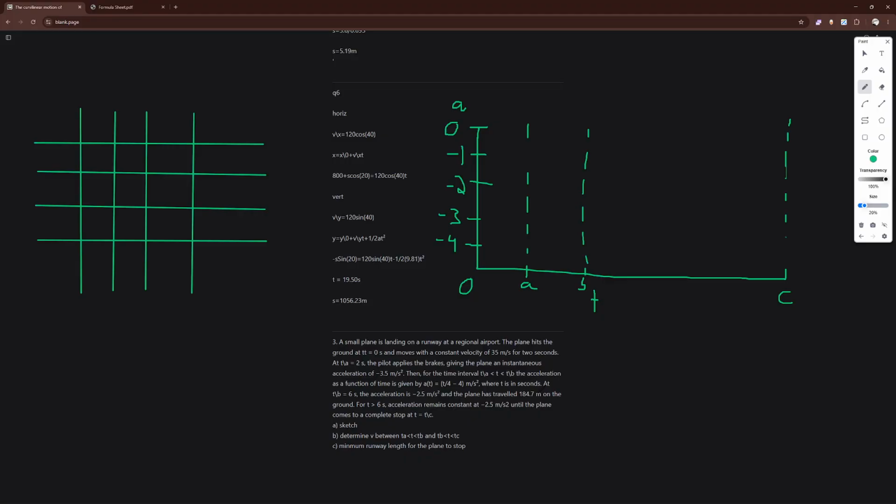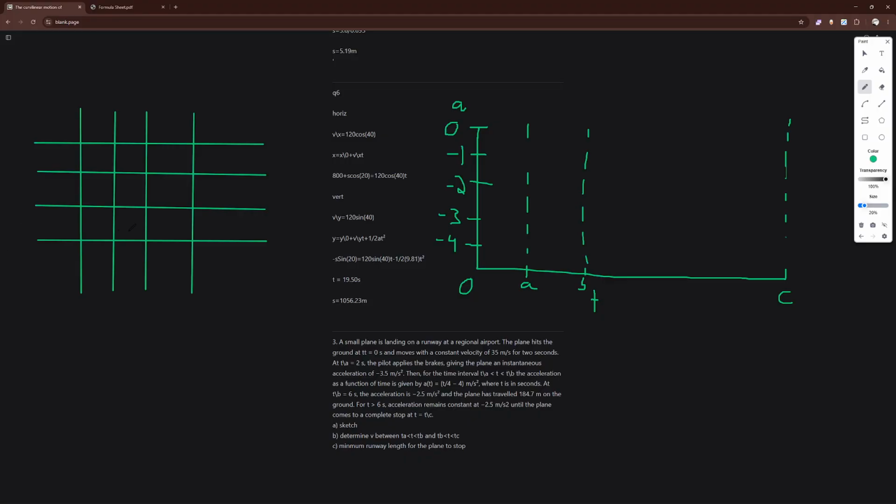A small plane is landing on a runway at a regional airport. The plane hits the ground at t equals 0 seconds and moves with a constant velocity of 35 meters per second for 2 seconds. At tA equals 2 seconds, the pilot applies the brakes, giving the plane an instantaneous acceleration of -3.5 meters per second squared. Then, for the time interval tA is less than t less than tB, the acceleration as a function of time is given by a equals t over 4 minus 4 meters per second squared. At tB equals 6 seconds, acceleration remains constant at -2.5 meters per second squared until the plane comes to a complete stop at t equals tC.